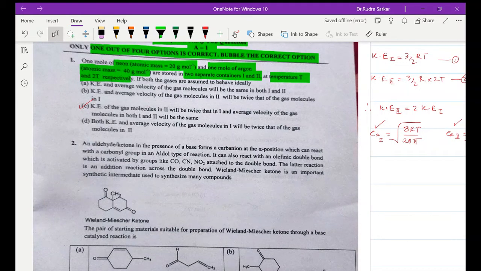An aldehyde or ketone in the presence of a base forms a carbanion at the alpha position, which can react with the carbonyl group in an aldol type reaction. It can also react with the olefinic bond, like a Michael type of addition reaction, which is activated by groups like COOR and NO2 attached to the double bond. The latter reaction is an addition reaction across the double bond. Unsaturated ketone is an important synthetic intermediate used to synthesize many compounds.